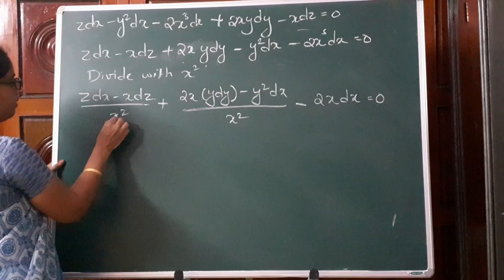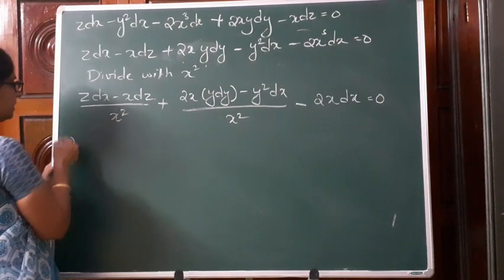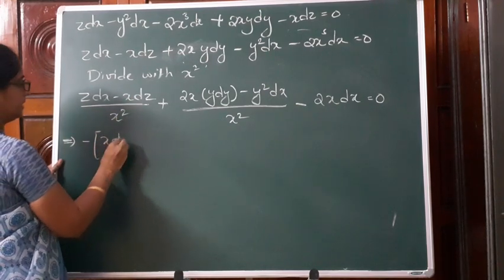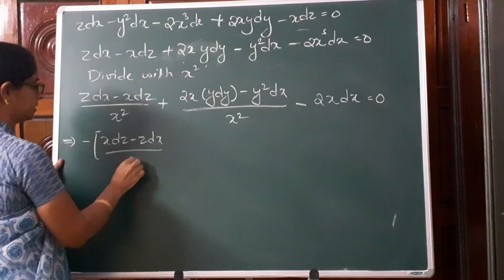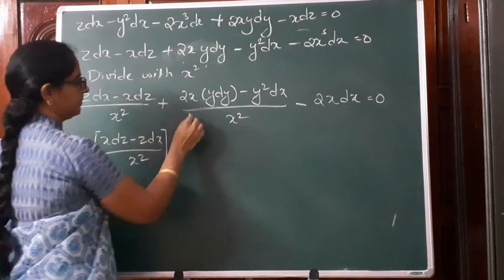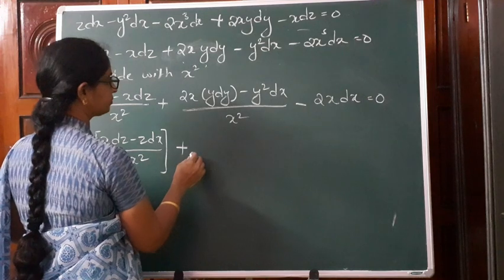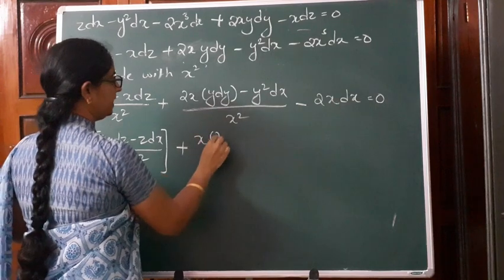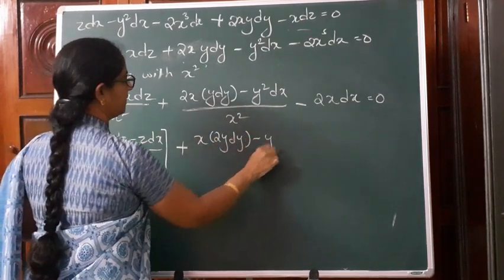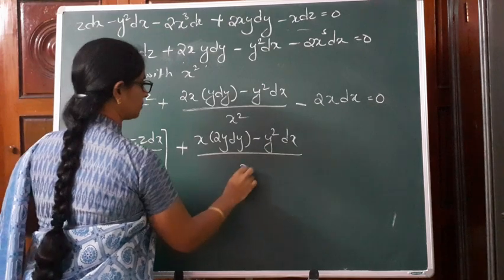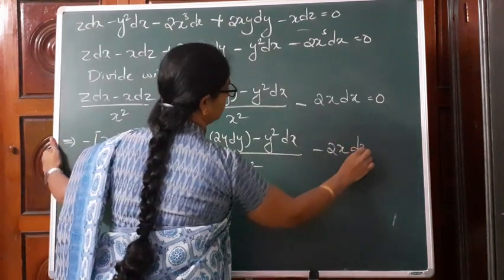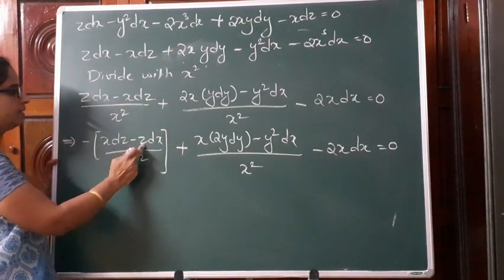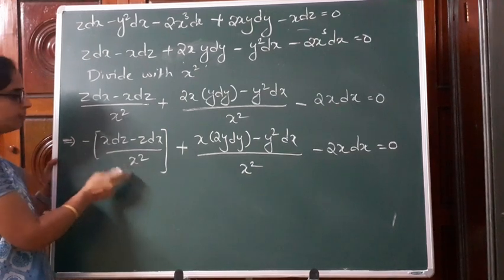Now look at this, you have x square in the denominator. So this can be written as minus of x dz minus z dx by x square. This is the first term, plus x into 2y dy minus y square into dx by x square minus 2x dx is equal to 0. Now this is of the form v du minus u dv by v square. This is the derivative of u by v.